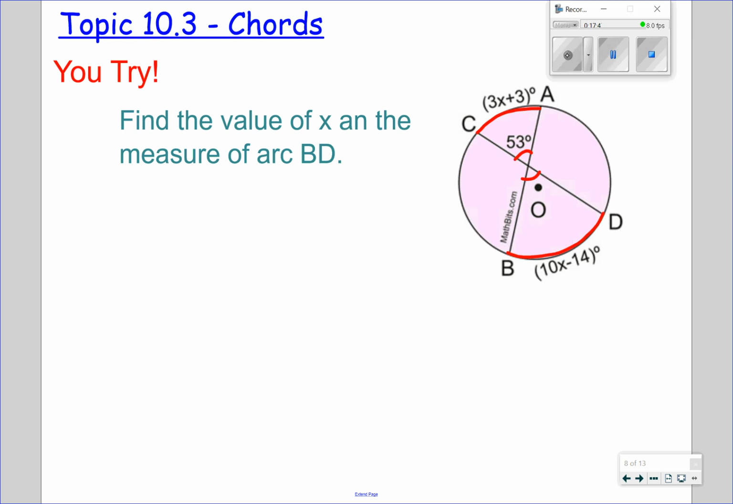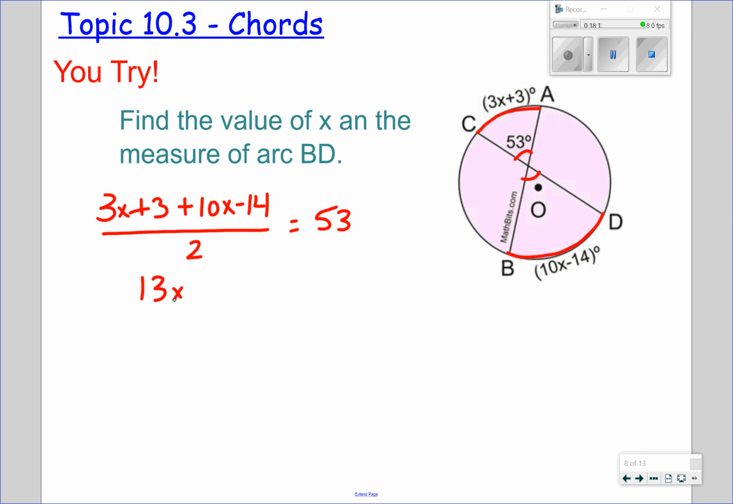Hopefully you were able to set up your problem. Remember the sum of the arcs. So 3x plus 3, that's the first arc, plus this 10x minus 14, and then all divided by 2 should equal that inside angle. You should have started by multiplying by 2 on both sides. I'm going to combine my terms here. 3x and 10x gives me 13x, and 3 and negative 14 gives me negative 11. I multiplied by 2 on both sides, so this should equal 106.